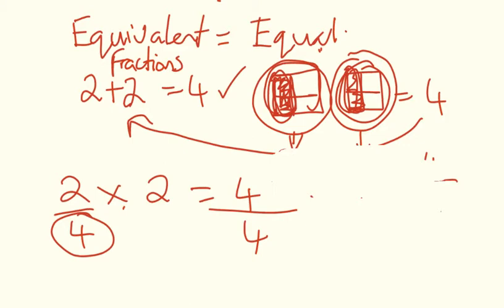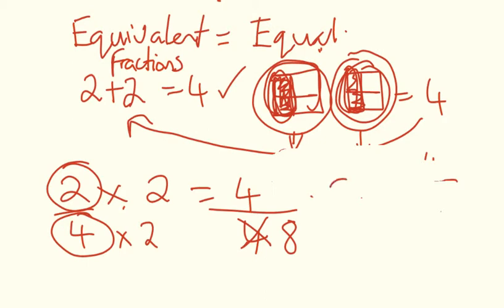So going back to what I said, whatever you do to the top number, in this case we took the 2 and we multiplied it by 2, you must do to the bottom number. So I'll rub out that when I find where it is. Let's cross out the 4. So if I multiplied this top number by 2, then I must multiply my bottom number by 2. So 4 times 2 is 8.